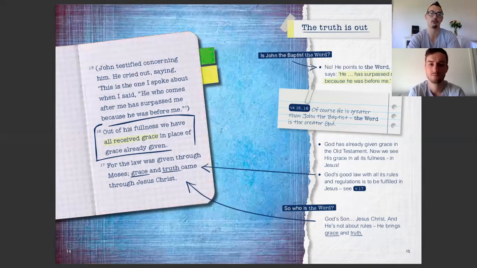God has already given grace in the Old Testament, shown us something of that. And now we see his grace in its fullness, as named here, Jesus. God's good law, with all its rules and regulations, is to be fulfilled in Jesus, in grace and truth. So who is the Word? He's God's Son, Jesus Christ. And he's not about rules, rather he comes with grace and truth.